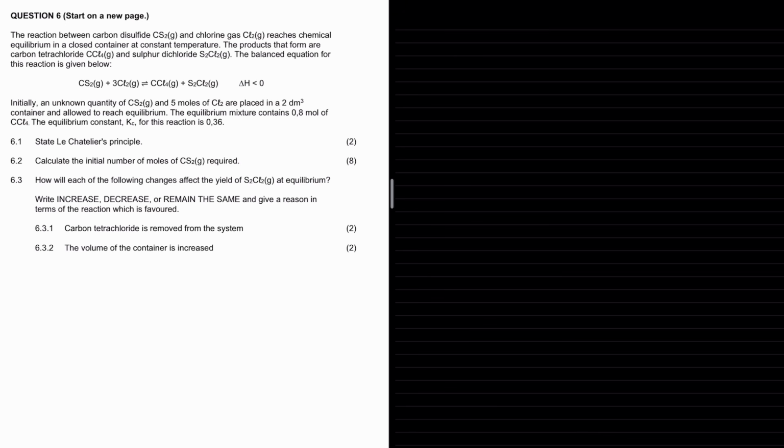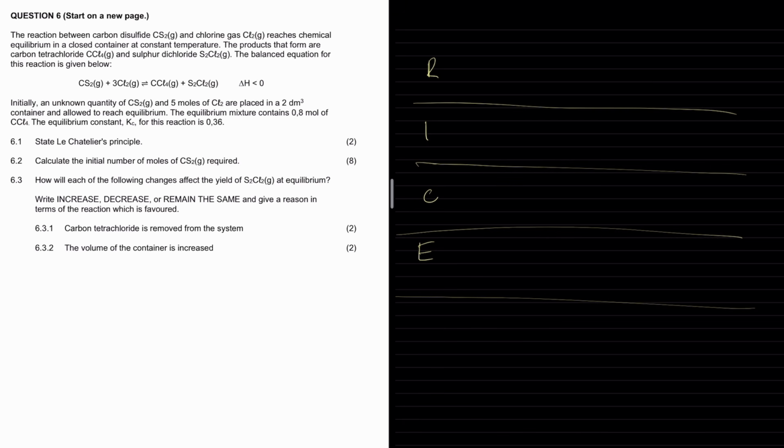We leave out 6.1. 6.2 says calculate the initial number of moles of CS2 required. I'm looking at the mark scheme, 8 marks, and that's telling me one thing: I need to use a RICE table. So let's construct our RICE table, and we will write out the different quantities that we have. So first thing is the CS2.